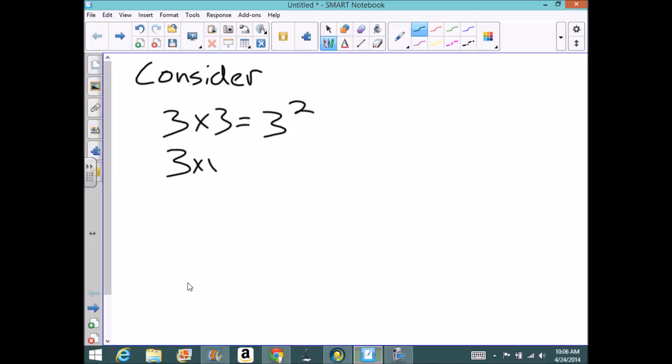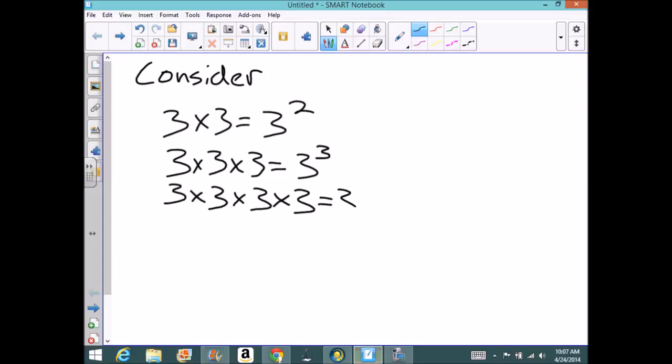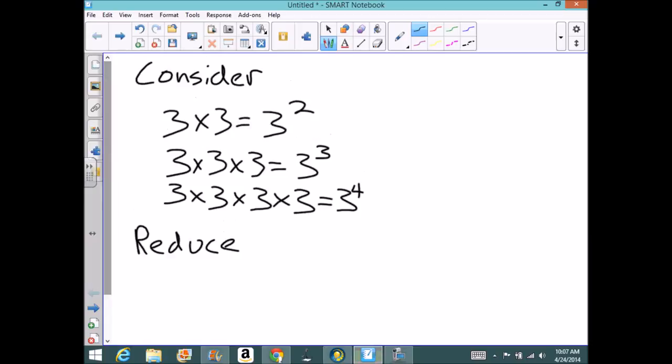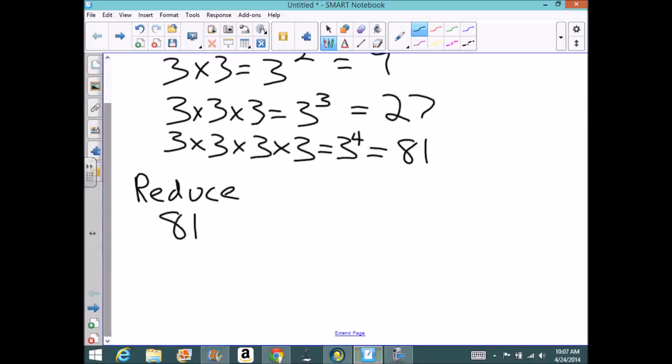3 times 3 is 3 squared, or 3 raised to the 2nd power. 3 times 3 times 3 is 3 to the 3rd power, because I'm multiplying 3 3 times. If I multiply 3 4 times, it's 3 to the 4th power. Well, those represent real numbers. 3 squared is 9, 3 cubed is 27, and 3 to the 4th power is 81.